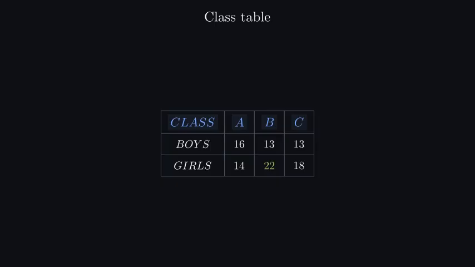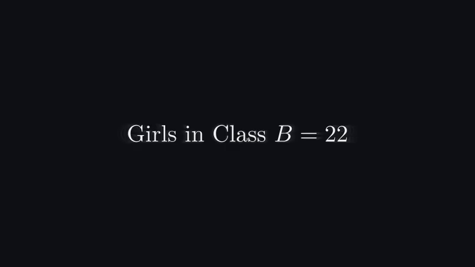Part 2. Find the probability that the prefect is a girl in Class B. For Part 2, we want the probability that the selected prefect is a girl in Class B. From the table, the number of girls in Class B is 22.